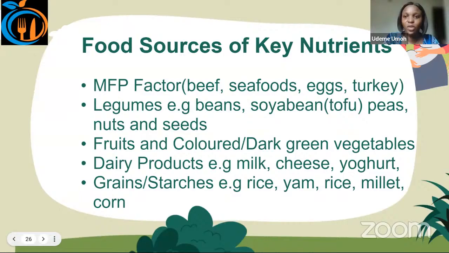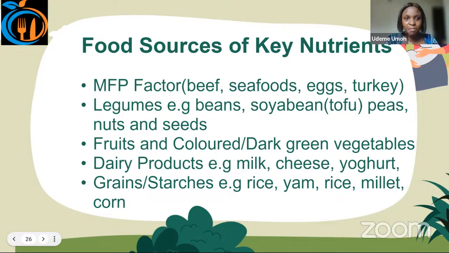Now, these key nutrients, where do I get them from? You get them from your daily diet of what you eat. For instance, the first thing, if you want to talk about protein, I mentioned there the MFP factor. Now, this MFP factor will give you two things, iron and protein. One of the richest sources of iron is from animal sources. Even when we say, oh no, I'm doing fit farm, I don't eat beef, I don't eat this, I don't eat that, it's important that you remember that one of the richest sources of iron that are easily absorbed by the body comes from animal sources.